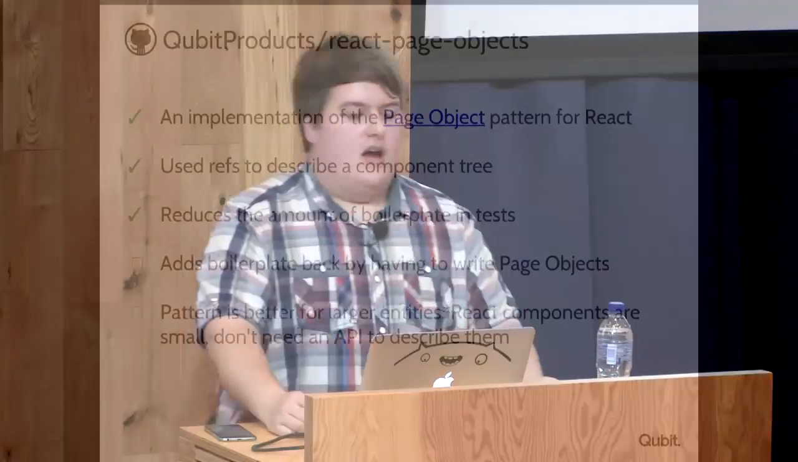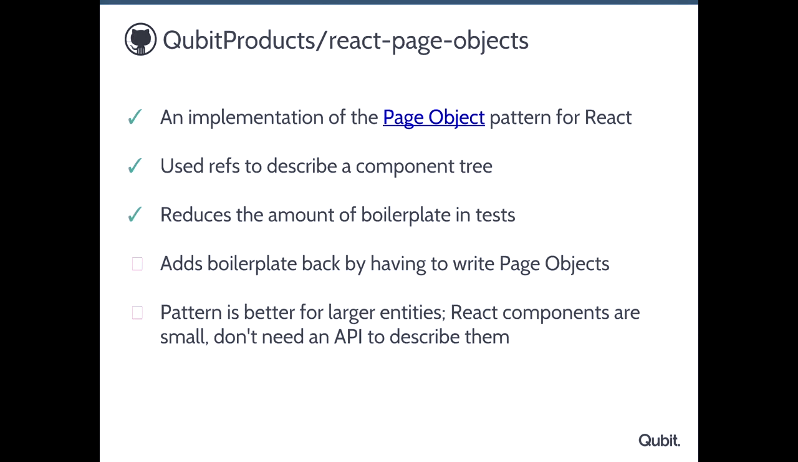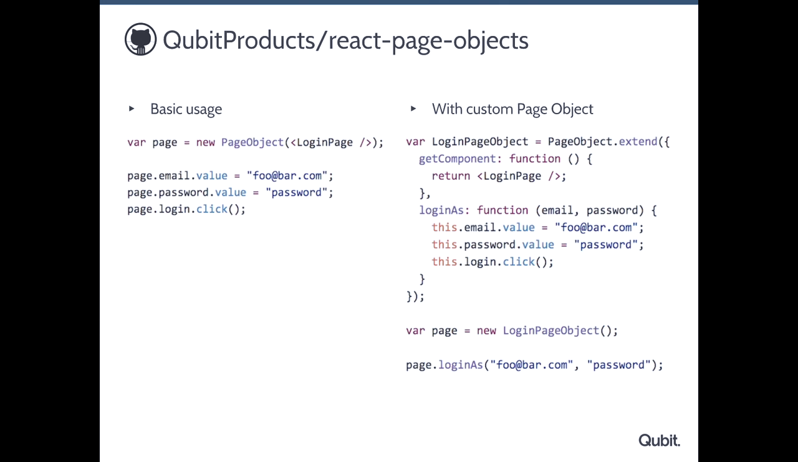The first thing we released at Qubit was an implementation of the page objects pattern for React, released by my colleague. And this uses refs, so you put refs on your components, you then pass your render tree into React page objects, and it will then let you navigate it and pick them out. It reduced the boilerplate of the actual tests you're writing, but you then have to implement page objects. So by default, you see here on the left, you've got the actual code in your test, but on the right, you actually then have to write a page object. So it didn't really solve much, it just moved the boilerplate somewhere else.